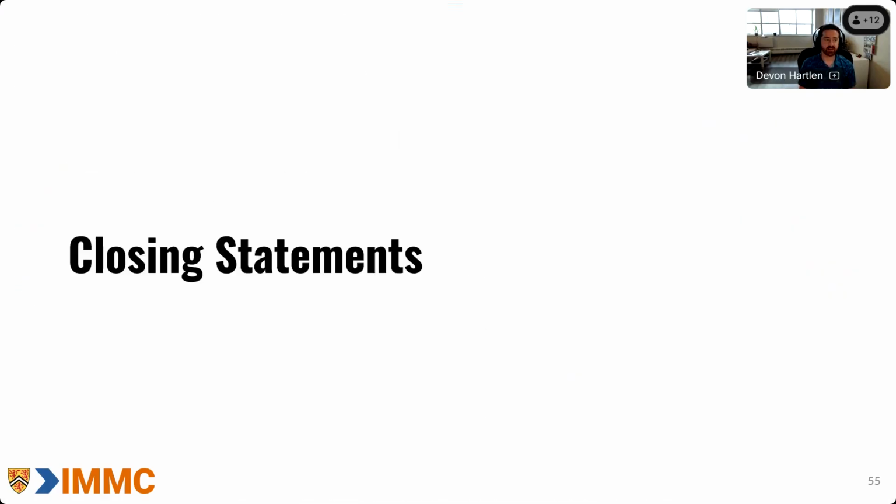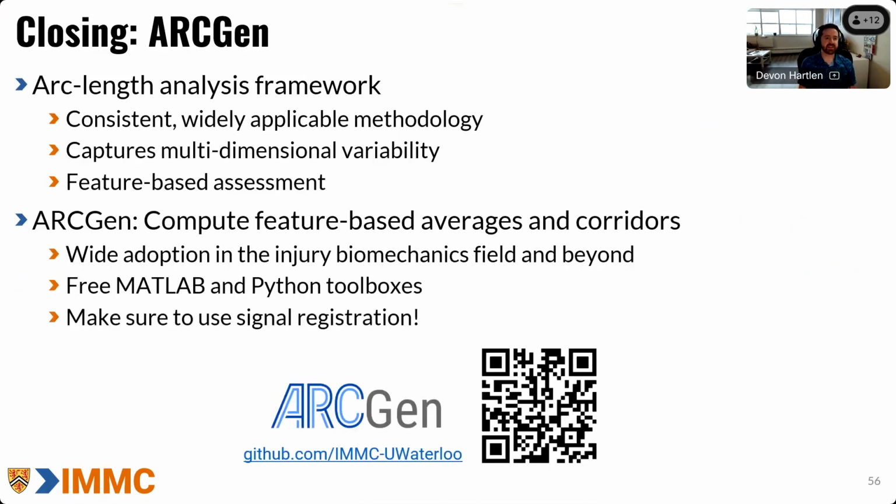So with that, I just want to sort of close up. In this presentation, you've seen ARCGen, and particularly the arc length analysis framework. And this framework is a consistent, widely applicable methodology that works across almost all the signals we see in biomechanics and hopefully beyond. The big advantages with ARCGen are not only that it is so consistent, but it captures multi-dimensional variability. We're also capturing feature-based assessment, not just for corridors, but also for statistical testing with feature techniques.